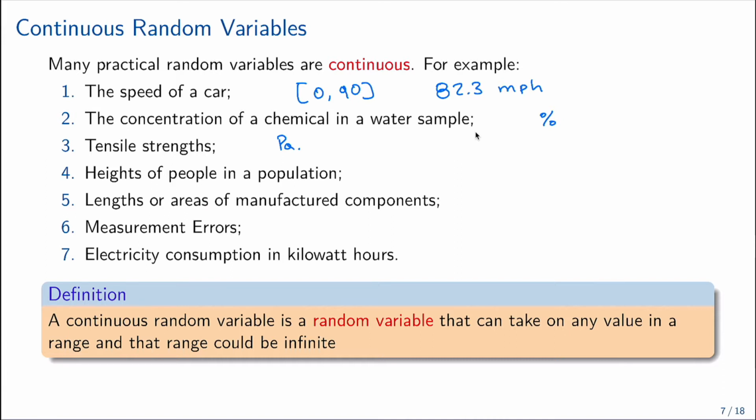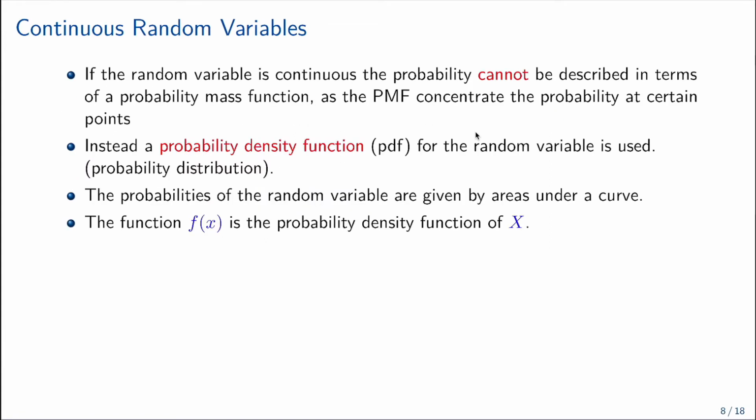A continuous random variable is a random variable that can take on any value in a range, and that range could be infinite. If the random variable is continuous, the probability cannot be described in terms of a probability mass function. It is not concentrated at one single point, but is distributed. Instead, a probability density function for the random variable is used. Also, it is called a probability distribution.